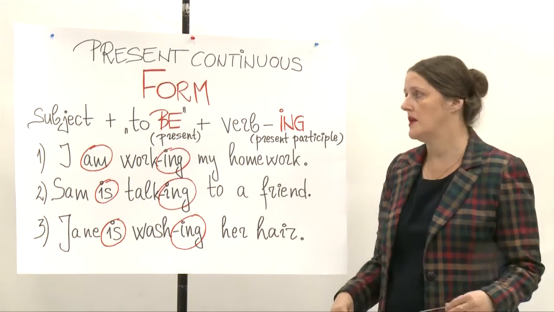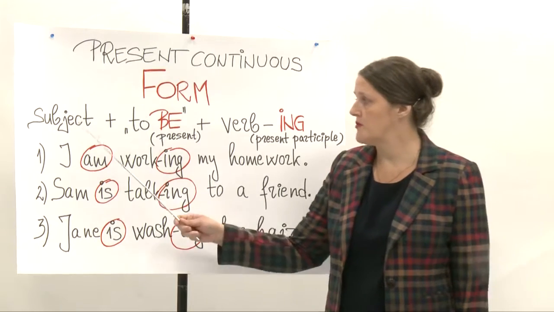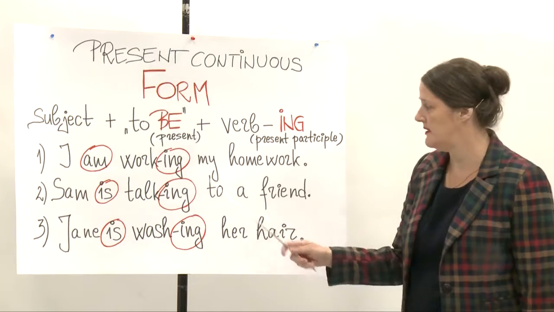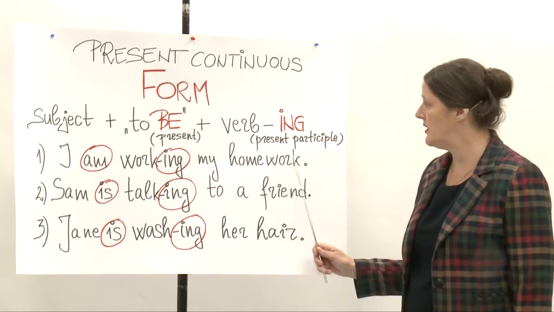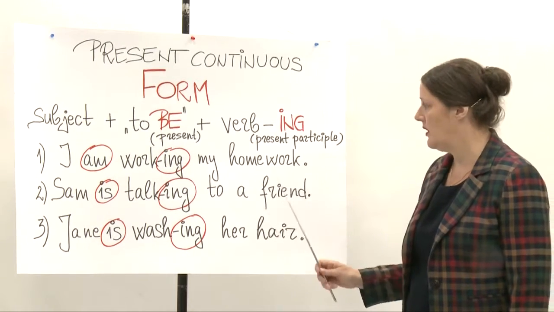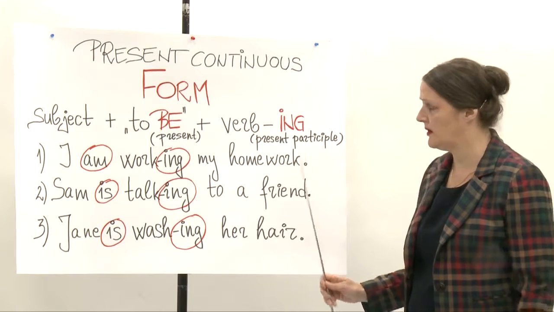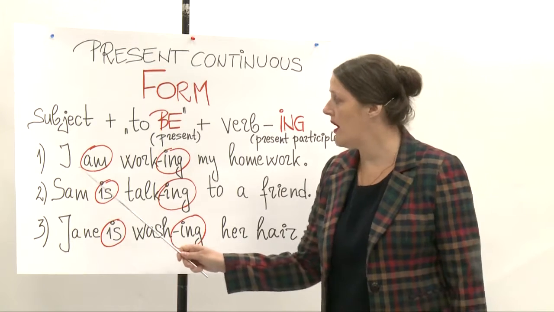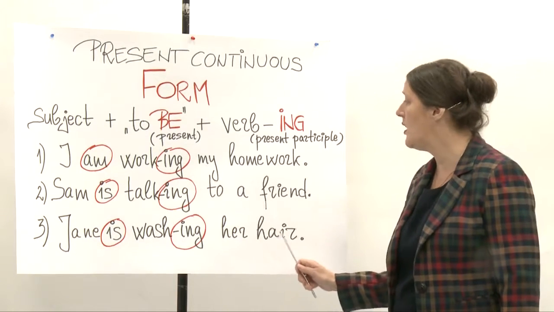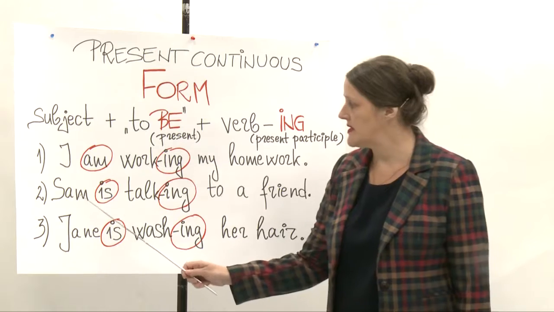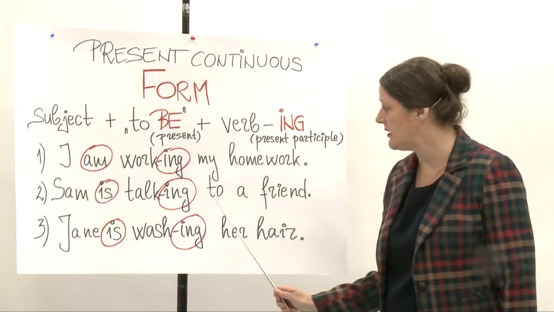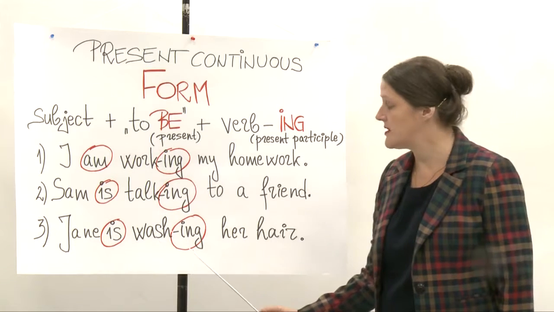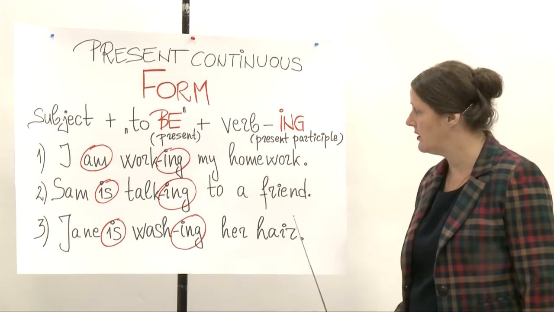We can say that we have subject plus auxiliary verb to be in present plus the main verb in ing form, or present participle. Let's see the examples. First, I am working on my homework. Sam is talking to a friend. Jane is washing her hair.